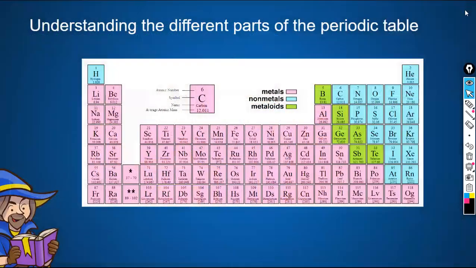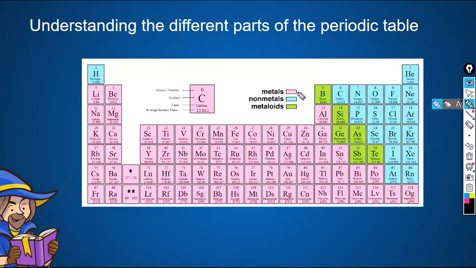Okay, guys, so let's talk about the different parts of the periodic table. Let me hear how much you all know from school. When it comes to the different parts of the periodic table, I will start you off with one section of the periodic table. And then I have something called the metals section, the non-metals section, and the metalloids section. How much of you all remember that from school?